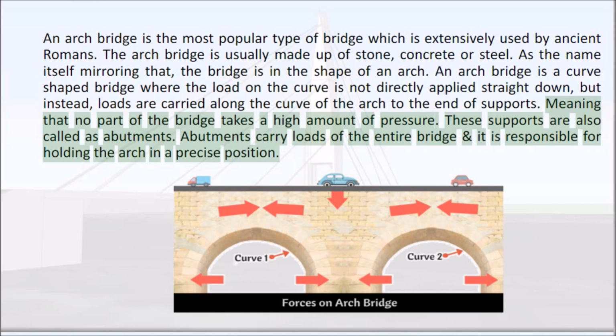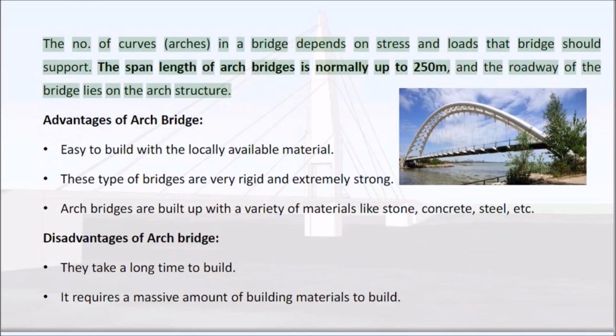These supports are also called abutments. Abutments carry loads of the entire bridge and are responsible for holding the arch in a precise position. The number of curves, or arches, in a bridge depends on the stress and loads that the bridge should support. The span length of arch bridges is normally up to 250 m, and the roadway of the bridge lies on the arch structure.